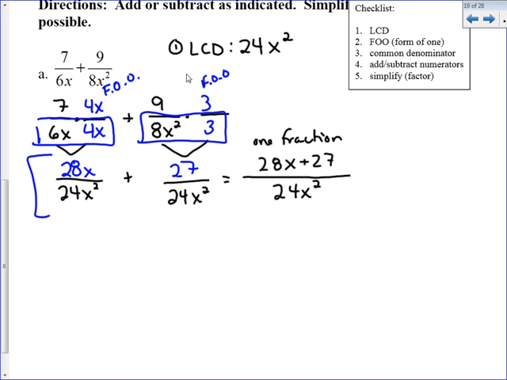Now, if I'm going to simplify, what do I have to be able to do? Begins with an F. Factor. So, can I factor 28x plus 27? Is there any GCF for 28 and 27? No. That's how you know you can't simplify. When you can't factor anything, you can't simplify. Even if you use a different method for simplifying, something has to be factorable. And this one we can't simplify any further.